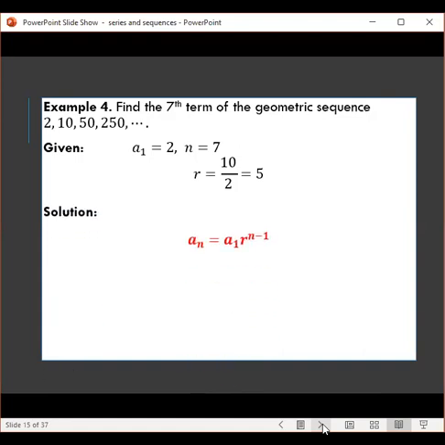Substituting these values to our formula, a sub n is equal to a sub 1 times r raised to n minus 1. Our a sub 1 is 2, our r is 5, raised to 7 minus 1. So 2 multiplied by 5 raised to 6, you get 31,250. That's the seventh term in your geometric sequence. Okay, very good. So far, all the answers in our chat box are correct.